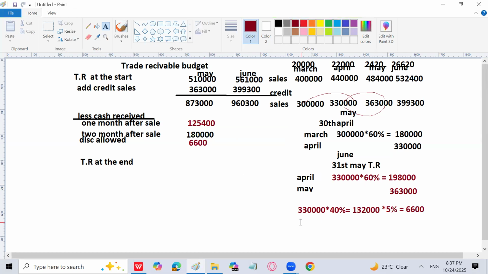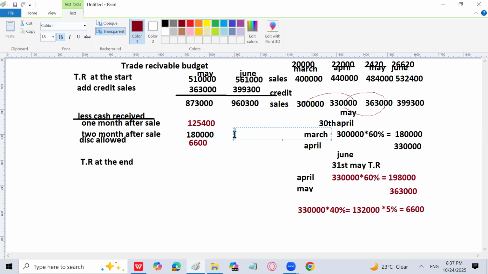Now, out of 3,30,000, 40% is received from April sales in May after a discount allowed of 6,600, which we have already written. And the remaining 60% is going to be received in June, 2 months after sale. So 3,30,000 into 60%, that is 198,000. That is going to be received 2 months after sale.